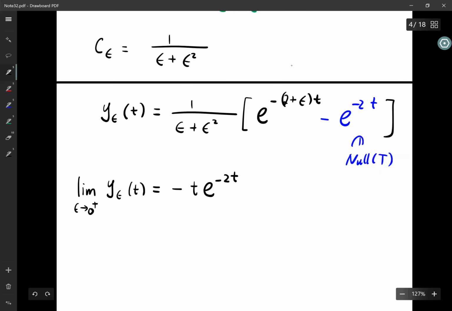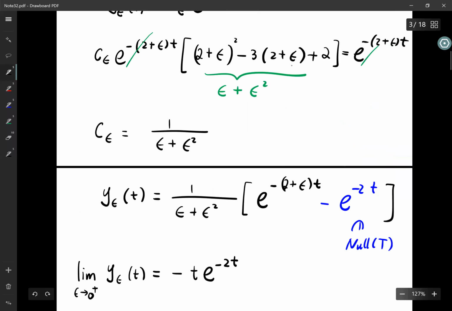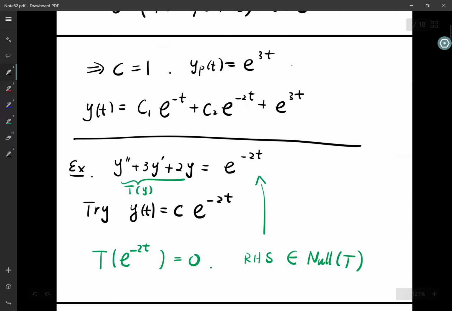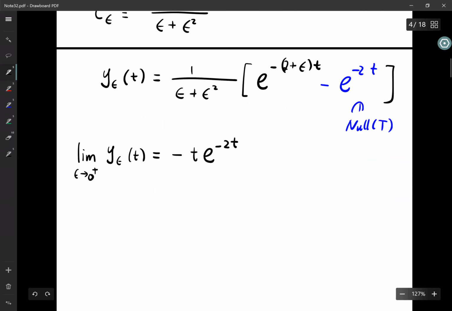Very quickly, why is e to the negative 2t in the null space? Because you just check that this has two roots, one is minus one, one is minus two. So the minus two guy is in the null space. Oh, okay. Yeah. Okay, so very similar to what you have seen before.